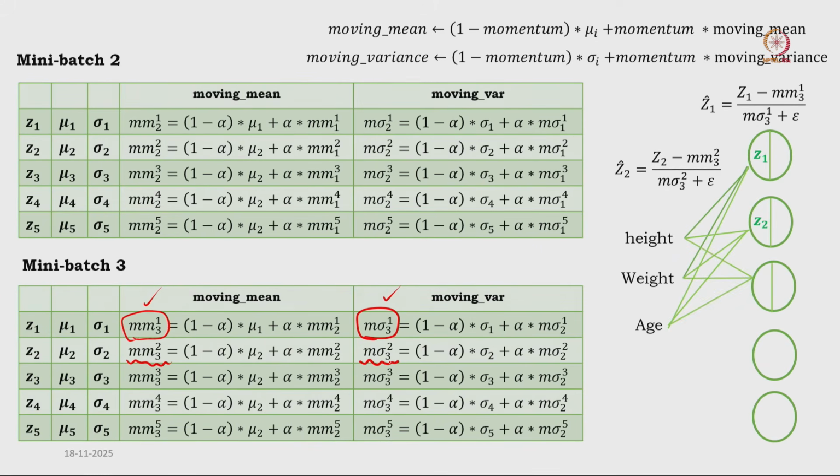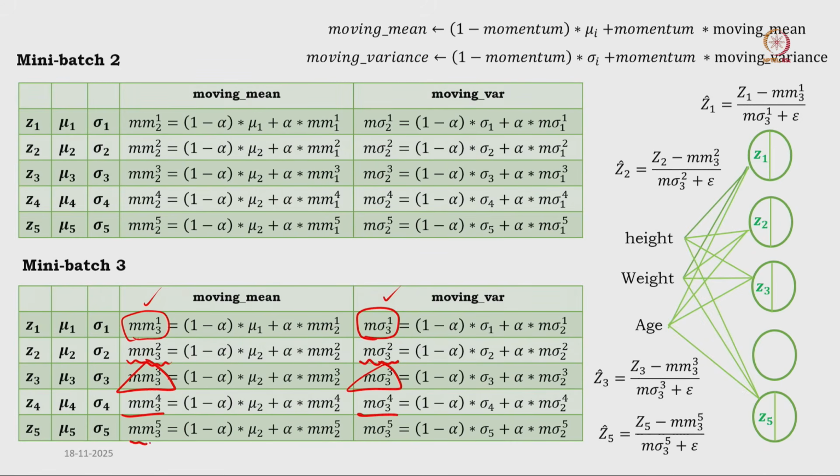When it is Z3, for Z3 we will be using this sample, we will be using these values. Can you see, we are using these values. Similarly for Z4 we will be using this, and directly I am showing you for Z5. For Z5 we are using these values, right.